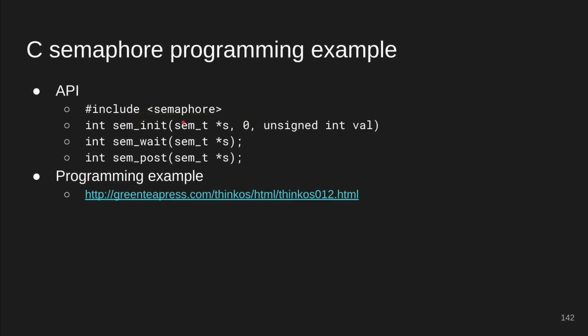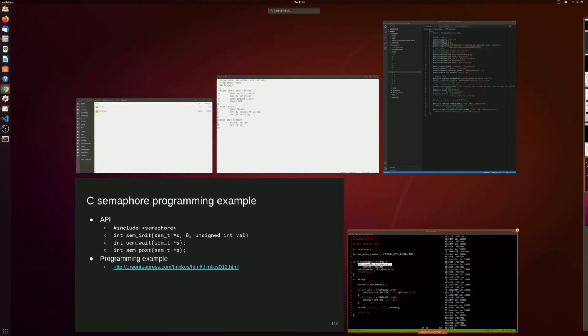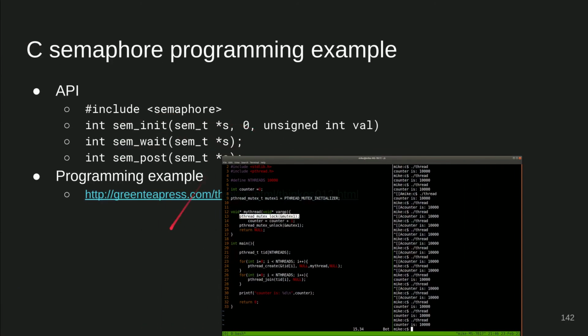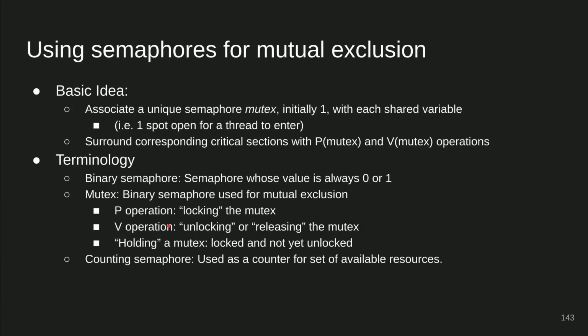Okay, so again, here are our examples and how to use a general purpose semaphore, which we'll just be using mutexes in this class, but just so you know what the general purpose lock and unlock mechanisms are. So again, the basic idea is you associate a unique semaphore, call it mutex, initially 1, with each shared variable that you have, such that there's one spot for a thread to enter, and then you surround that block of code with the corresponding mutex operations for lock and unlock. Okay, binary semaphores are just the same as mutexes, always a value of 0 or 1. And then you can have a counting semaphore, which is the more general purpose if you want to allow, say, 5 threads to execute at once.